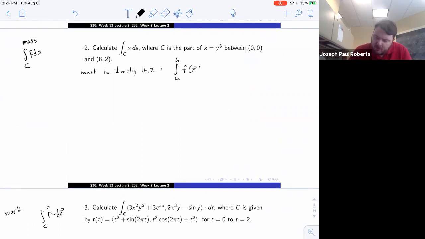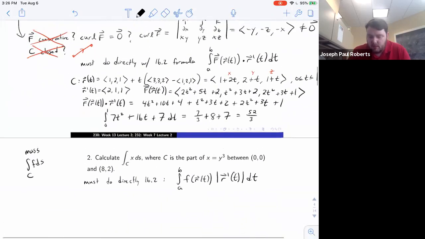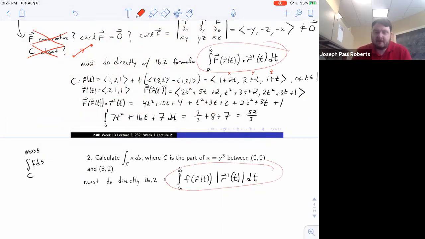has F of r of t, but then you have the length of the vector r prime of t. So again, make sure you don't forget the slight difference between the direct formula for the vector field work line integral and the scalar density mass line integral. One, you're taking the dot product with the vector r prime. The other, you're multiplying by the length of that vector.